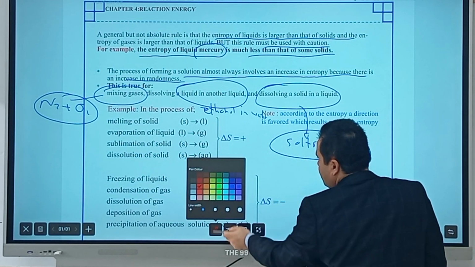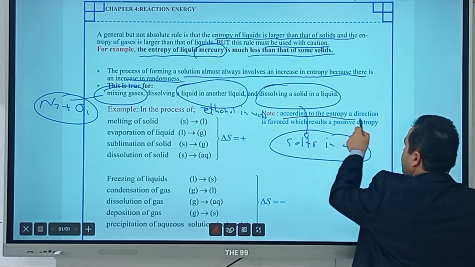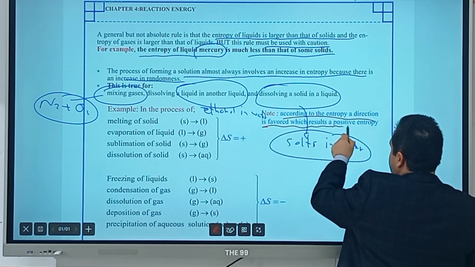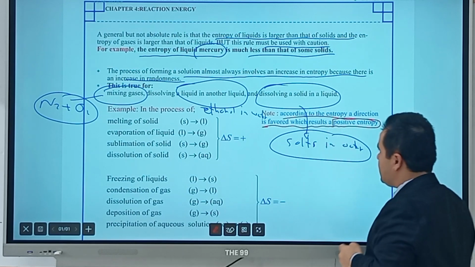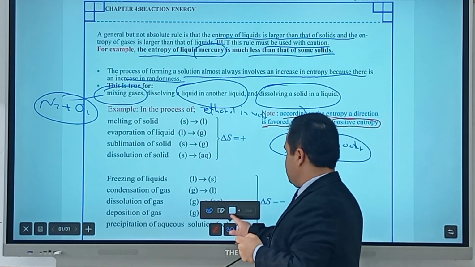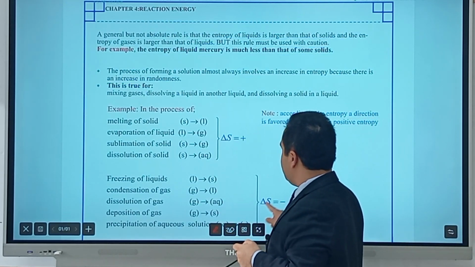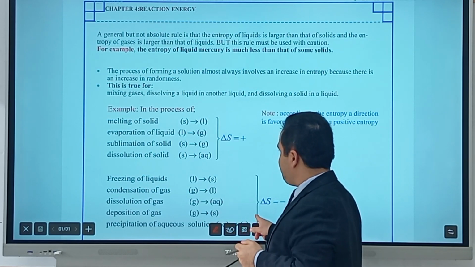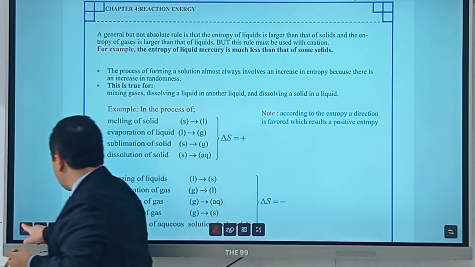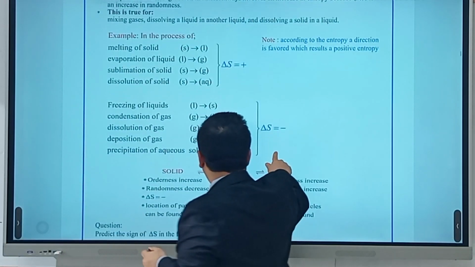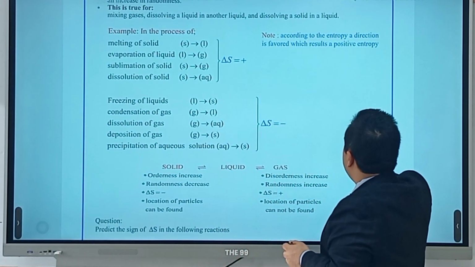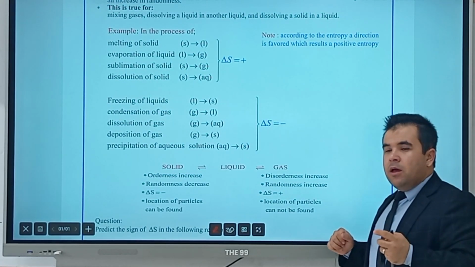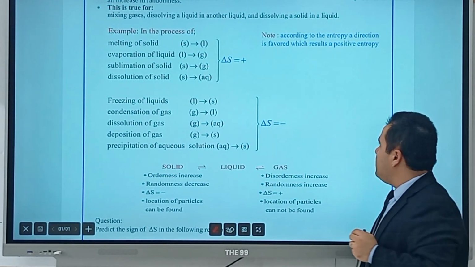According to entropy, the favorite direction results in a positive entropy. We said before that the favorite direction according to entropy is positive entropy. Guys, for determining the sign of entropy, we have 3 cases. The first, by physical state, can be determined.